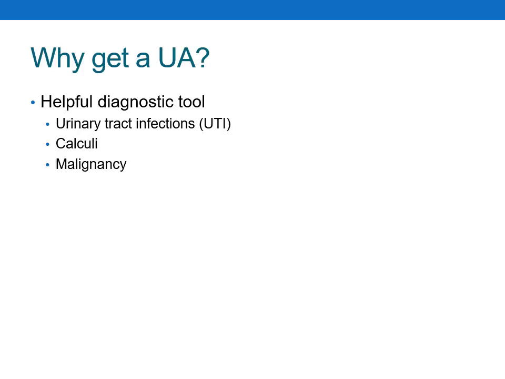So why do we get UAs? UAs can be helpful for diagnosis of a variety of things, including UTIs. They can also help rule out UTIs in our elderly population that might present with altered mental status. A UA can also help diagnose calculi or even malignancy as well.